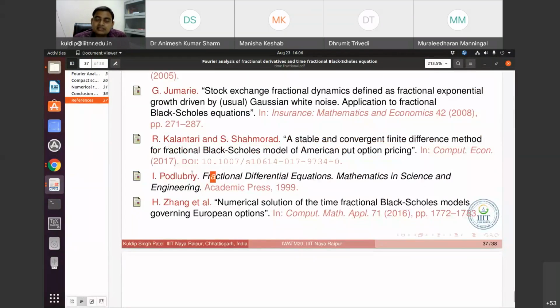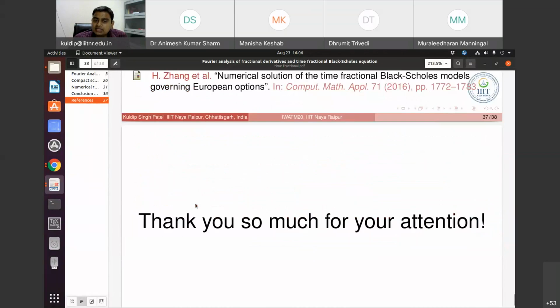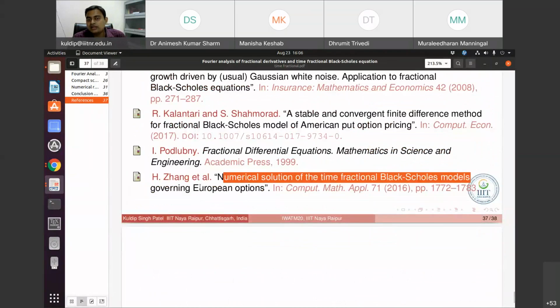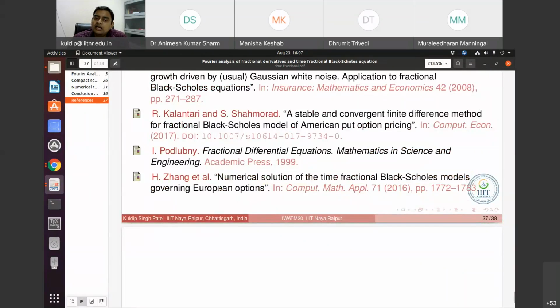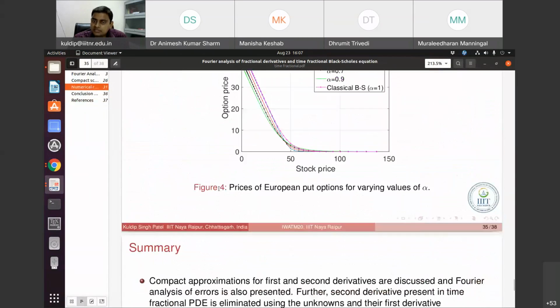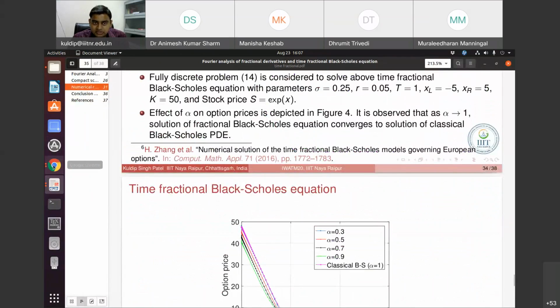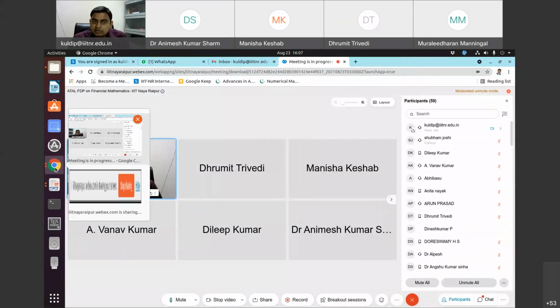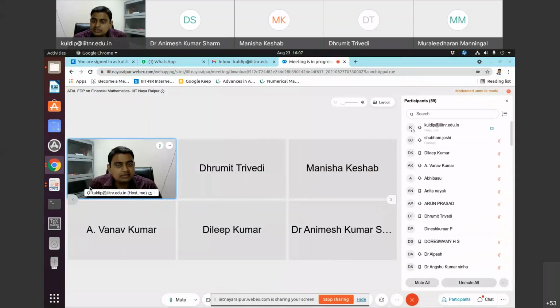Then I said something about this book by Podlubny, Fractional Differential Equations, that is Mathematics in Science and Engineering. And this paper, as I mentioned, the numerical solution of time fractional Black-Scholes model, right? It uses the finite difference method, and I took the model from here and I applied the compact finite difference scheme. So this is all about the time fractional Black-Scholes equation.